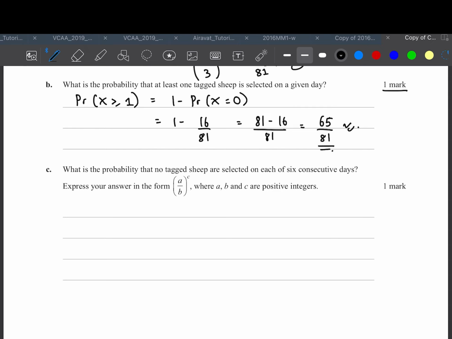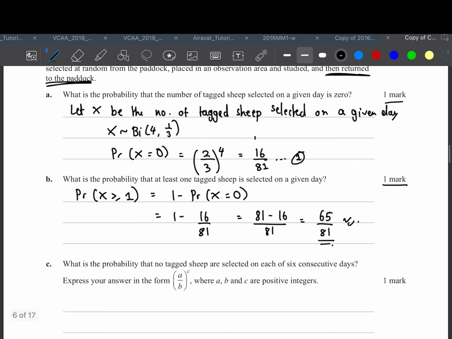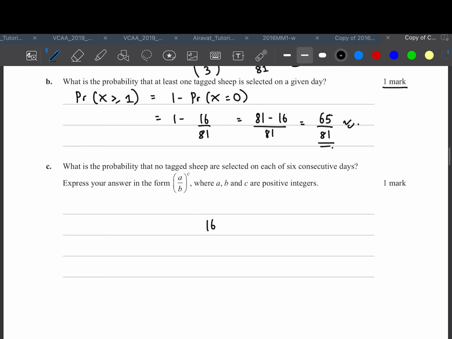Okay, what is the probability that there are no tag sheep selected in one day? It is something that we already calculated before, right? It's right over here. Now for 6 consecutive days, we just have to raise this probability to the power of 6, and that's going to solve the question. So (16/81) to the power of 6.